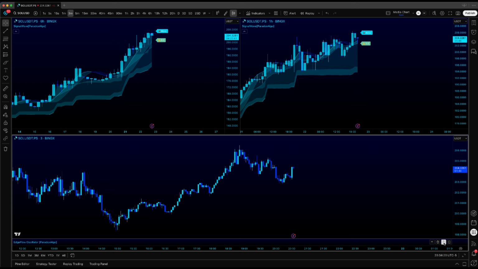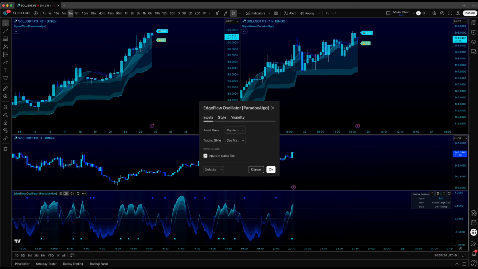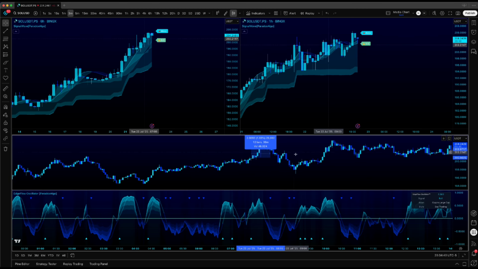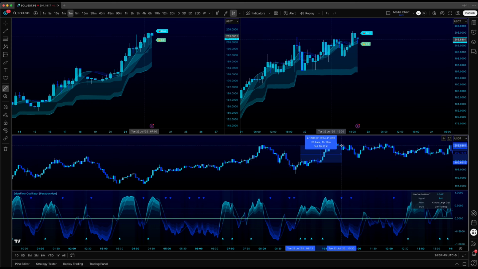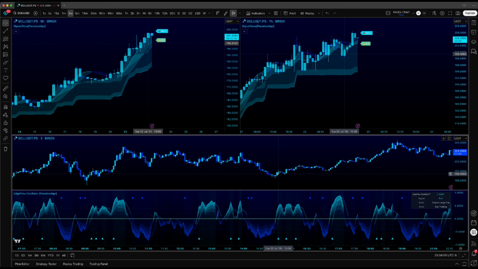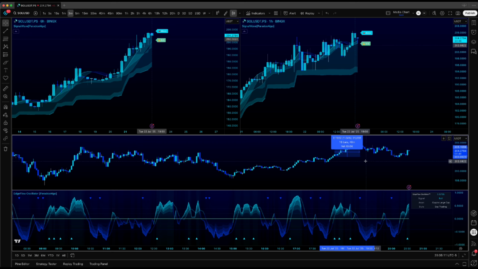My personal favorite for timing entries is the edge flow oscillator, EFO for short. If you're a pro subscriber with Paradox Algo, you've got access to this. The combination of SignalWave for trend direction and EFO for entry timing is absolutely lethal. SignalWave tells me which direction to trade, and EFO tells me exactly when to pull the trigger.